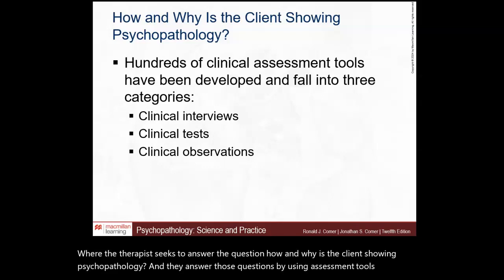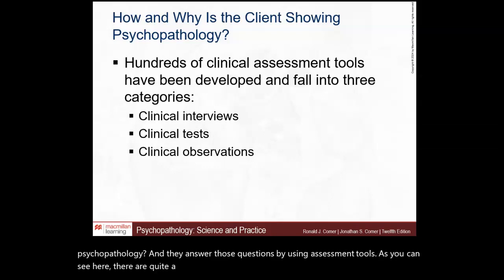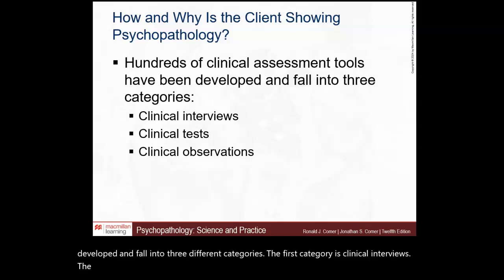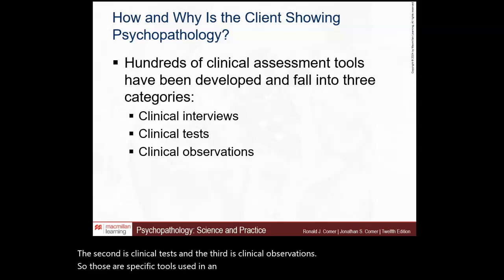As you can see here, there are quite a few. It says hundreds of clinical assessment tools have been developed and fall into three different categories. The first category is clinical interviews. The second is clinical tests. And the third is clinical observations. So those are specific tools used in an assessment. They depend on the clinician's theoretical orientation.